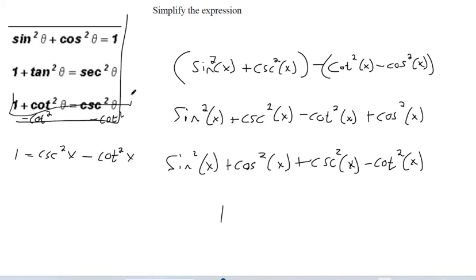So I took this identity, I manipulated it a little bit, just subtracting cotangent squared from both sides, and now I've got what I need over here. Cosecant squared x minus cotangent squared x, that's equal to 1. So this is 1 plus 1, and everyone knows 1 plus 1 is 2.